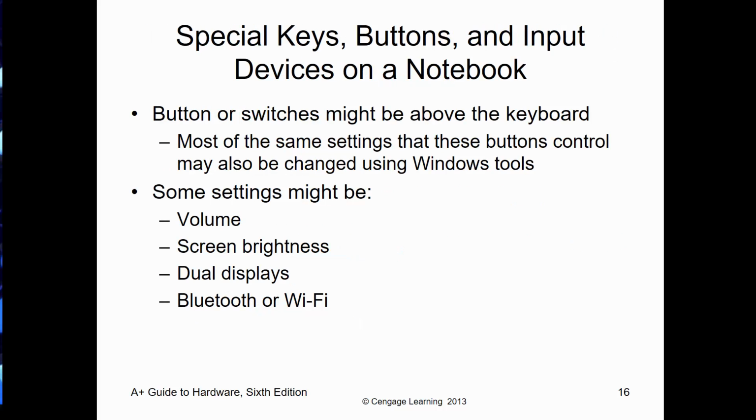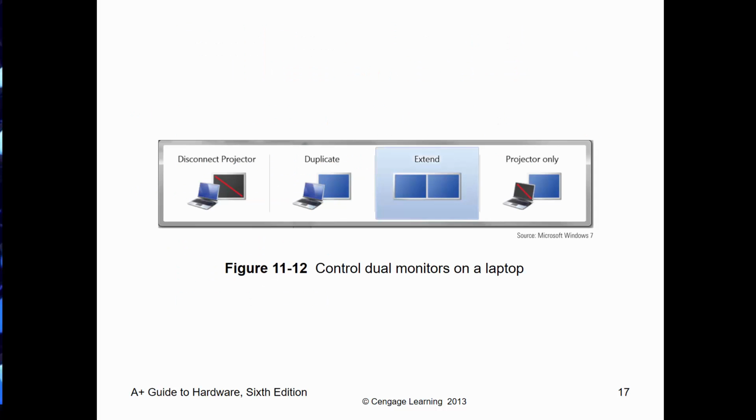One thing about laptops is they have special keys and buttons that can turn certain features on and off. Normally they have specialty media buttons like volume, screen display, dual display, Bluetooth, and maybe wireless. Normally it's a function key, or FN key. For example, when you hold the function key and the dual display key, you get this. That way you can figure out how you want to display your monitors.